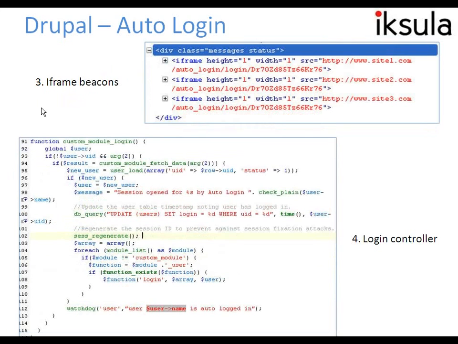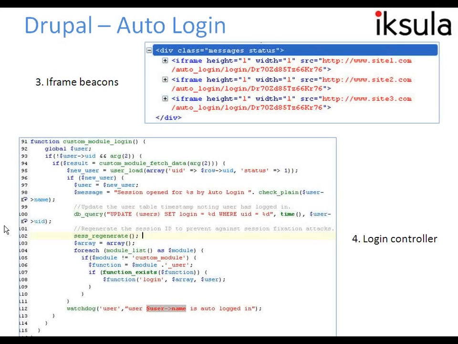On the next slide, number three, you can see a snapshot. When one logs in on any one website, you can see the iframe login beacons of the other three websites are loaded. So when this iframe is loaded, it will call this particular URL with the token that is being generated, and when it hits the other URL, it will automatically log in that particular user.